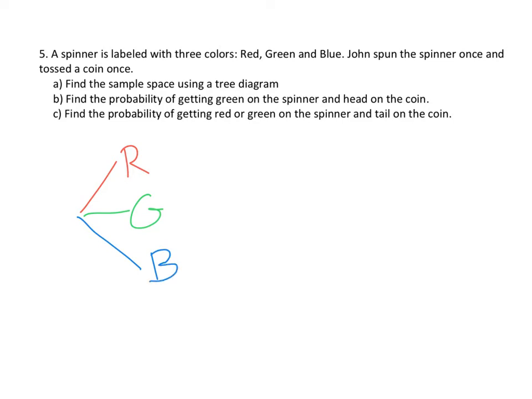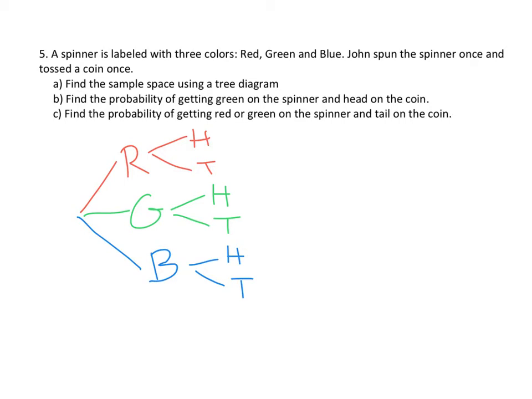Now, if he spun red and then he goes on and does his coin, he could then go on to get a heads, or he could go on to get a tails. If he gets a green on the spinner and then flips his coin, he could get a head or a tails after having gotten a green. Or after having done a blue, he could then do his coin and he could get a head or a tails. So this is the tree diagram, and it's showing all of the different possibilities.